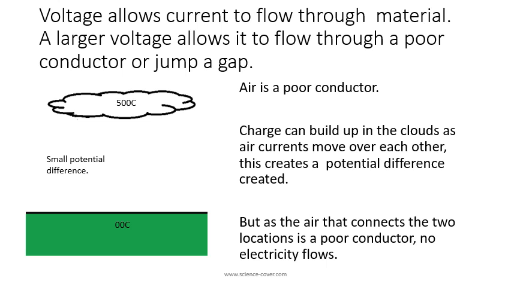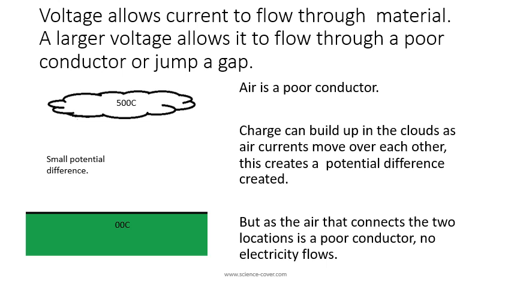Voltage allows current to flow through materials. A large voltage allows it to flow through a poor conductor or jump a gap. Air is a poor conductor. Charge can build up in the clouds as air currents move over each other. This creates a potential difference.